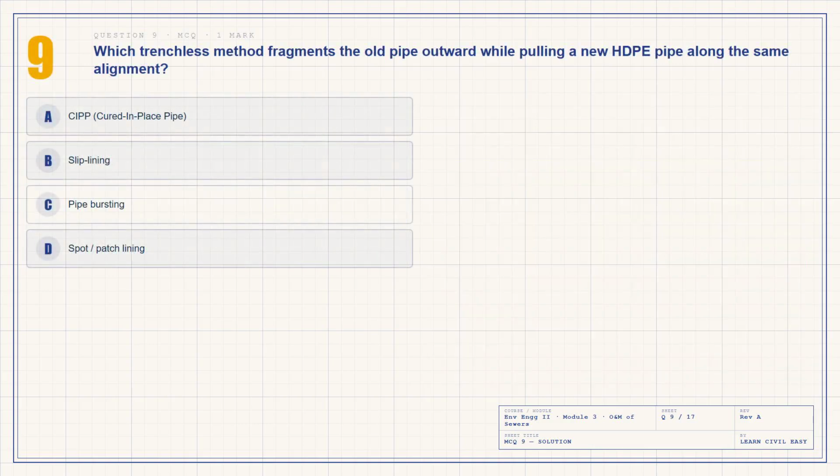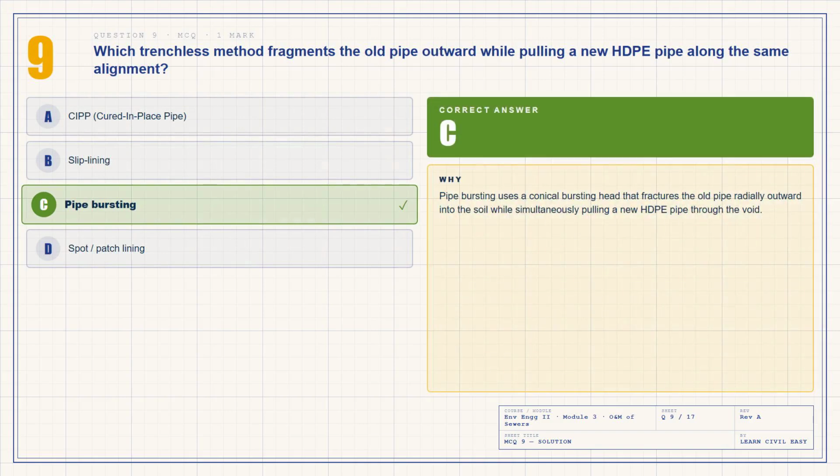Question 9. The answer is C. Pipe bursting. A conical bursting head is winched through the old pipe, fracturing it outward into the surrounding soil, while a new HDPE pipe is pulled in directly behind it. This is the only trenchless method that can install a pipe of the same or larger diameter than the original.